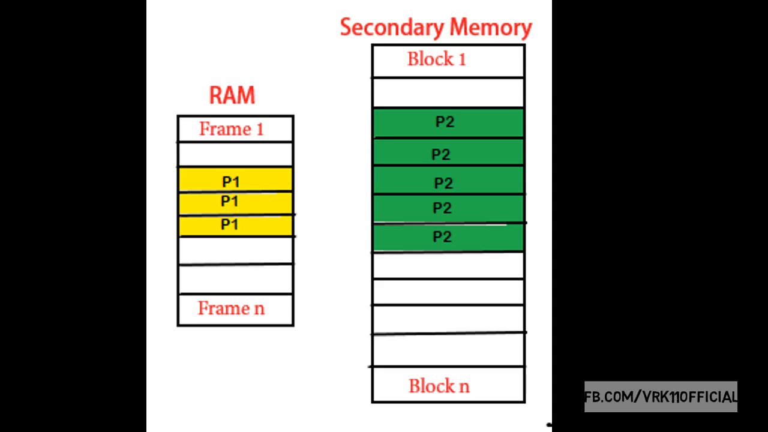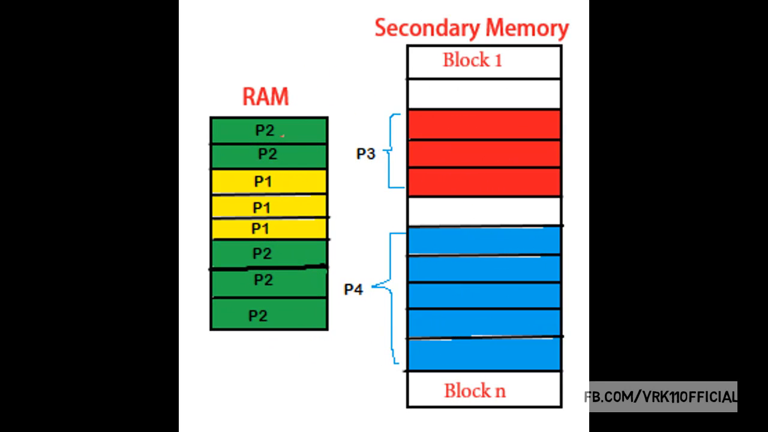In order to overcome this, we use the concept called paging. In paging, we divide the secondary memory into equally sized blocks called pages, and we divide RAM into equally sized blocks called frames, such that the size of a frame is equal to the size of a page.